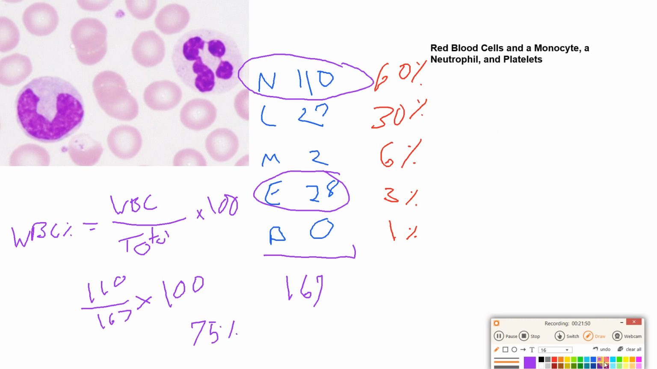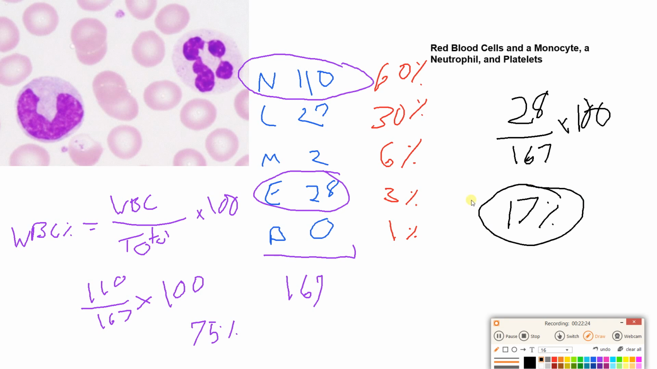Now let's do the same thing, but let's do it for the eosinophils. I got 28 over 167 here. 28 over 167. Well, let's do a little math here. 28 times 2 is 56. 56 times 3 is 168. So this is about a sixth. So doing the math in my head, and we'd multiply it by 100. You'll have a calculator. But this is around 17%.